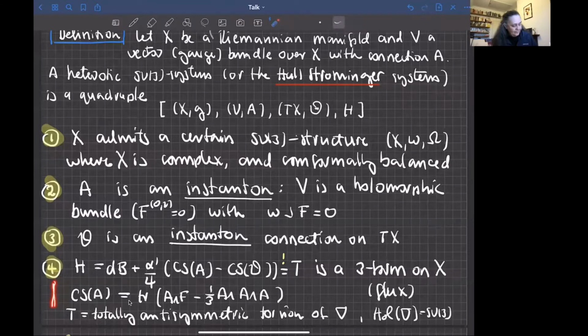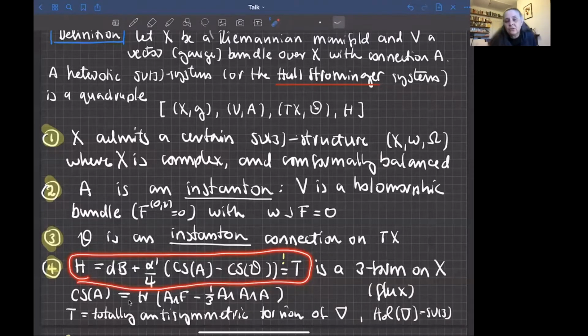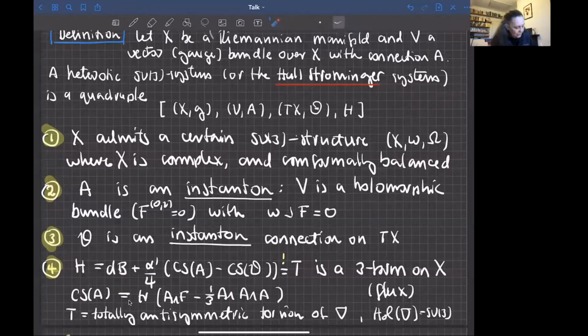So heterotic theories are Yang-Mills theories, right? But they also have this form. It's called the flux, the three-form flux on X. But this flux needs to satisfy this condition. In the physics literature, it is called the anomaly cancellation condition. But at the moment, we will just say that H is defined by this equation here.